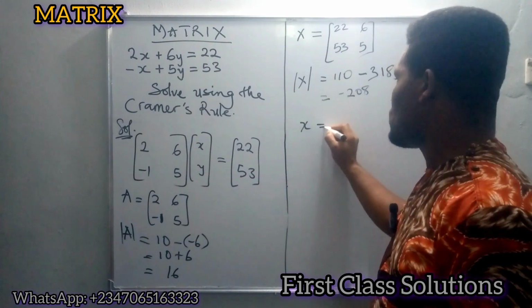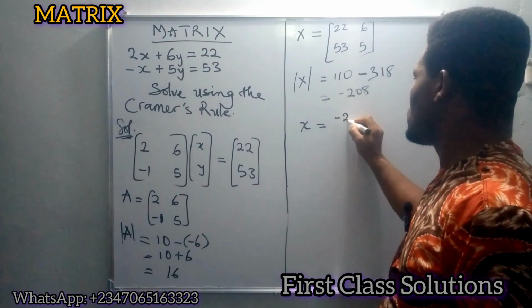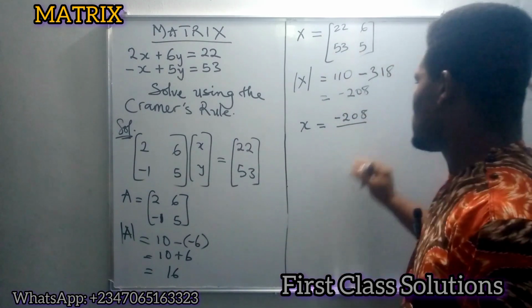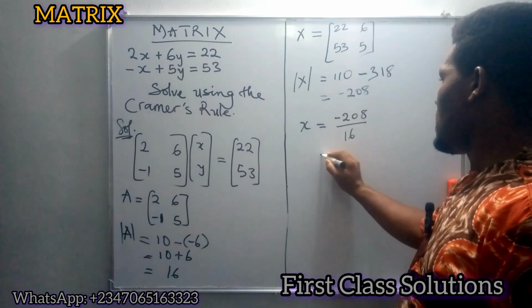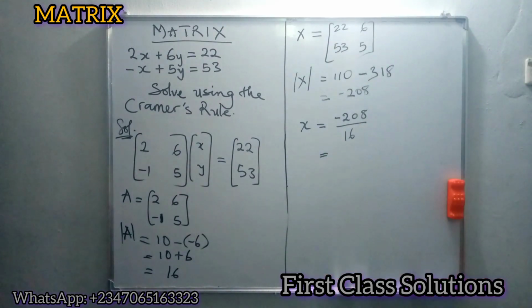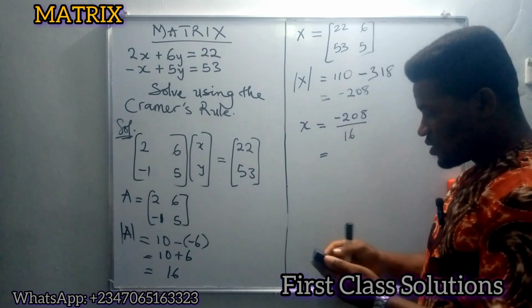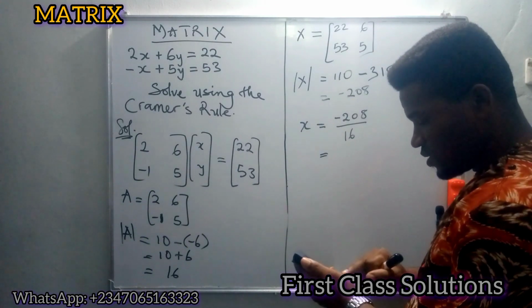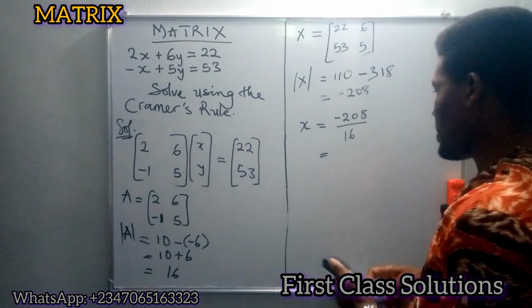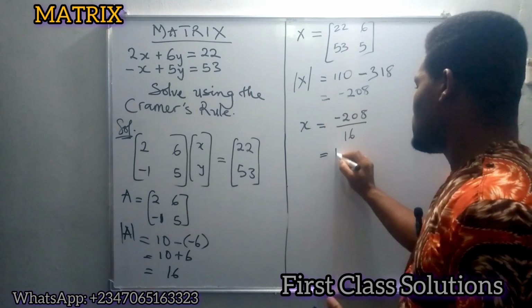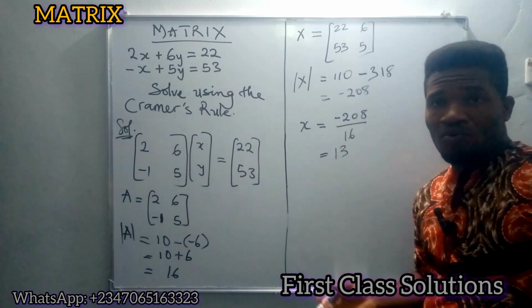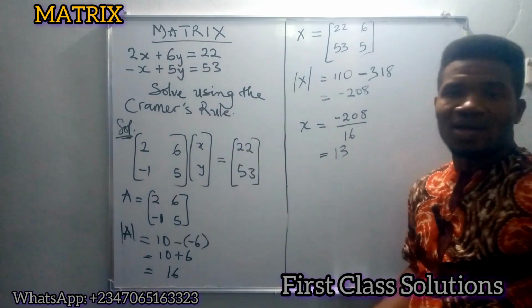So we have x equals minus 208 over 16. Let's punch our calculator: 208 by 16. We have 13. So our x is 13. We've obtained our x to be 13. We are looking for x and y, so we'll proceed to get our y.